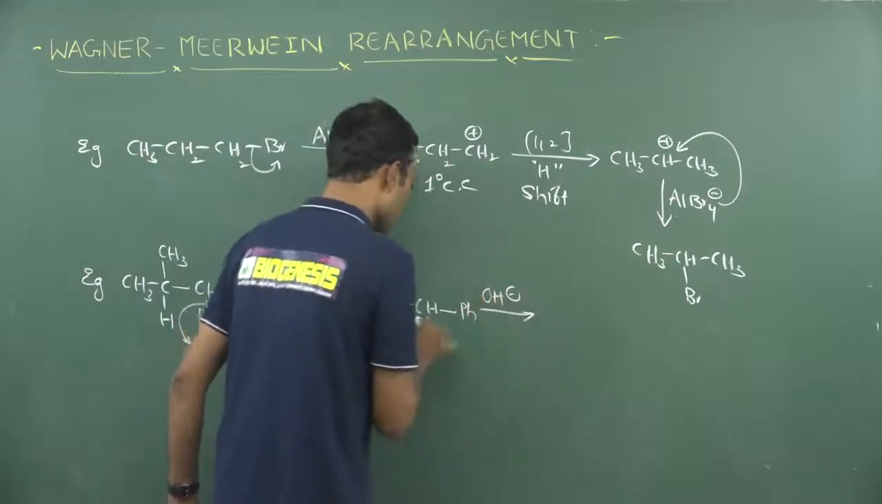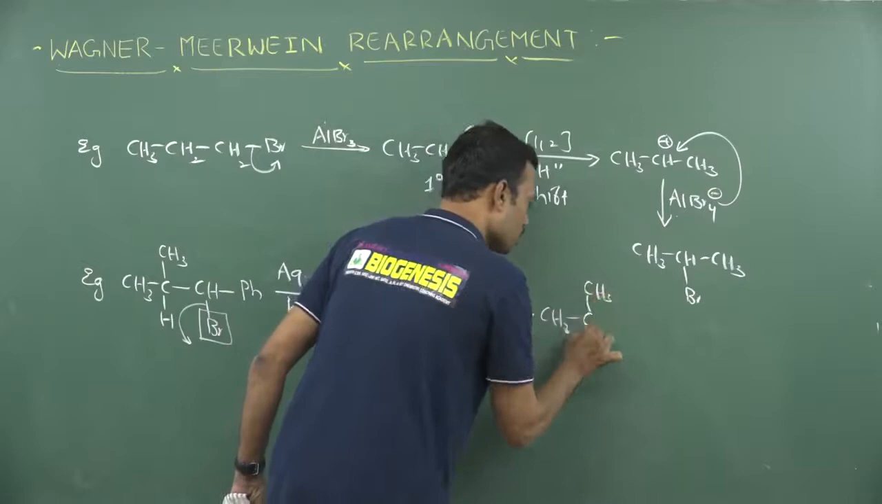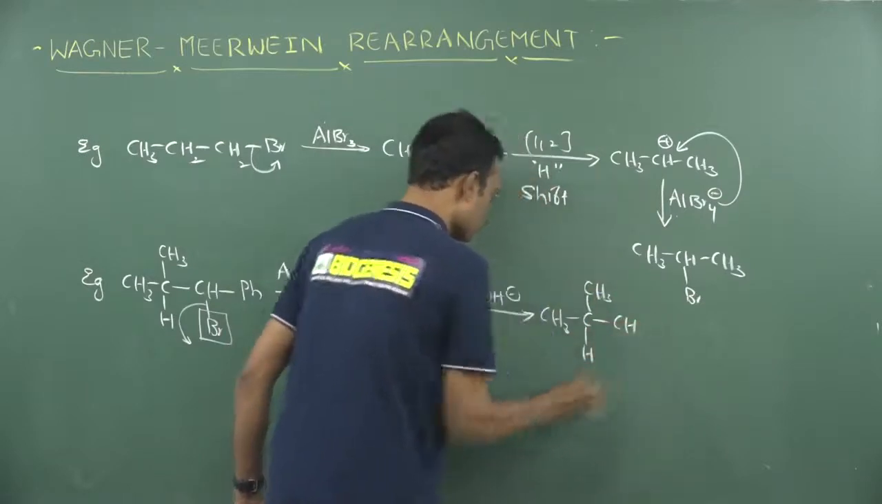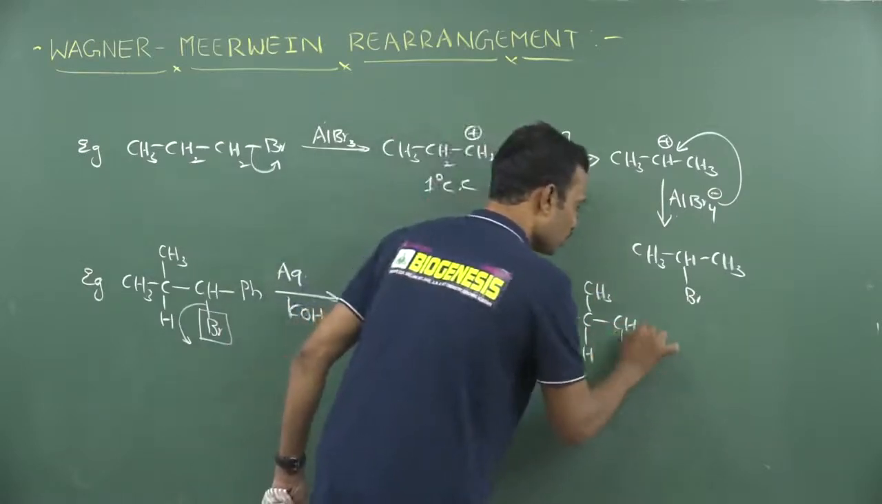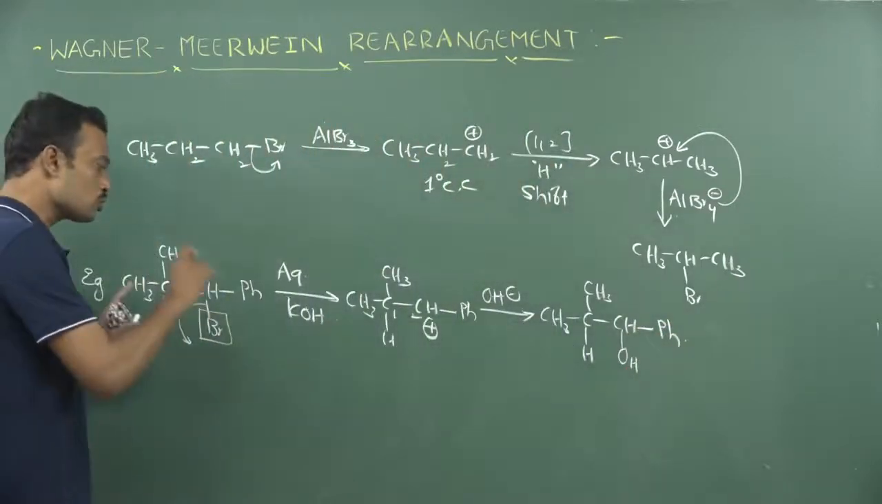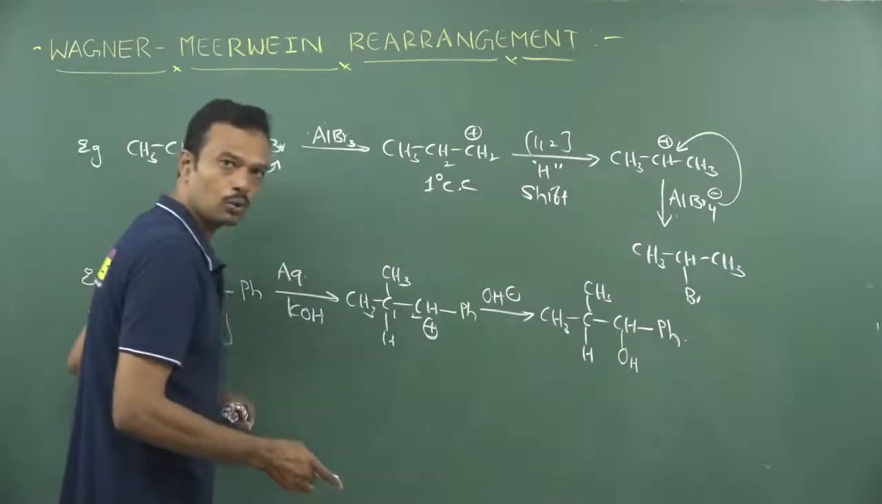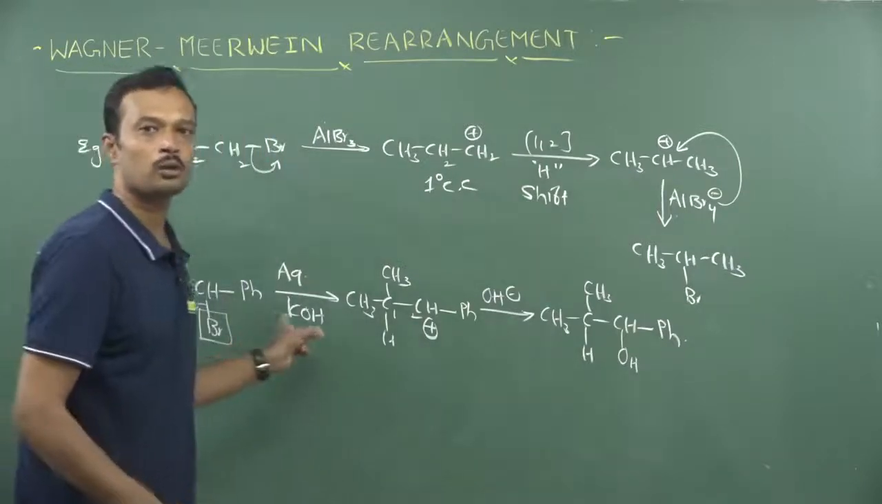Now OH minus will attack over here, nucleophilic substitution. The halogen position is simply substituted by, what is the resultant product here? So here this is OH and finally this is Ph. That is the answer. Okay. So can you say, is any Wagner-Meerwein rearrangement observed in this one? No. This is not a Wagner-Meerwein rearrangement reaction.